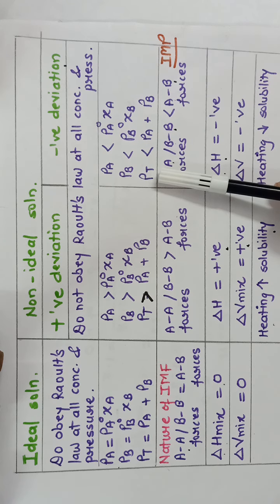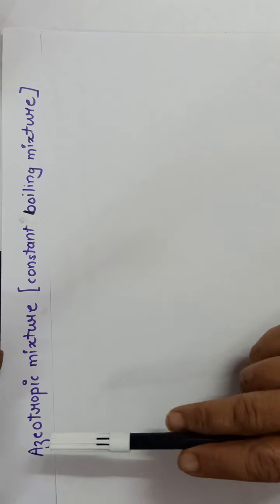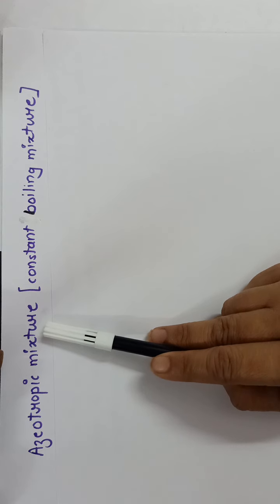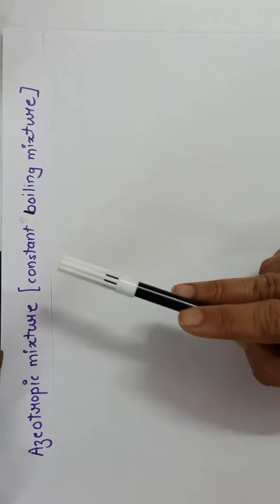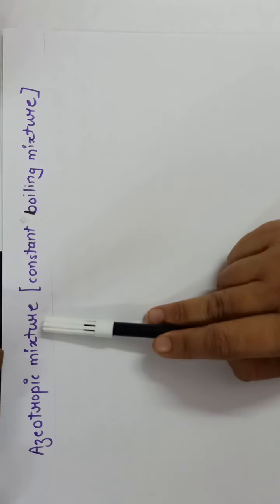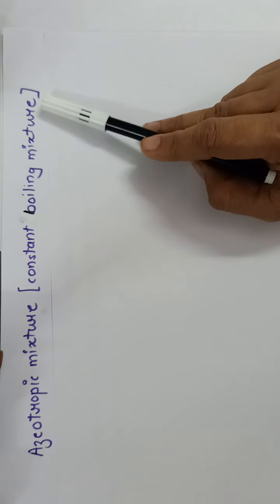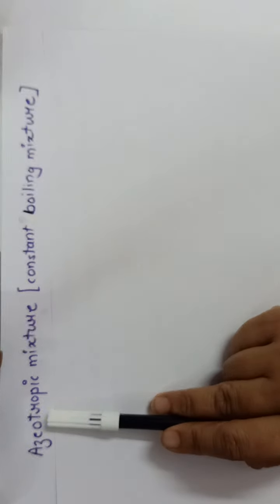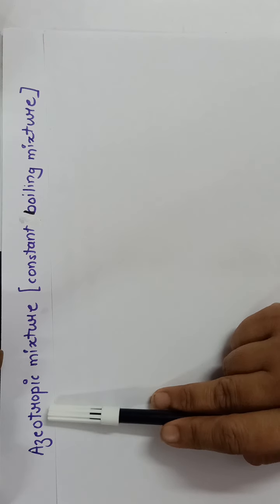Moving on to the next topic. Till now we have seen that Henry's law and Raoult's law are applicable for mixtures of volatile liquids. Since these are a mixture of volatile liquids, this can be separated by the process of distillation. But there are certain mixtures called azeotropic mixtures which cannot be separated by simply distillation. They are called azeotropic mixtures or constant boiling mixture. The Greek meaning of azeotrope is boiling without any change.